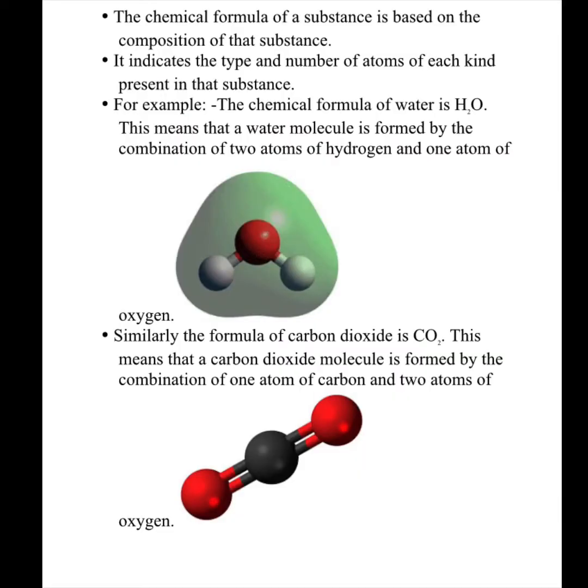The chemical formula of a substance is based on the composition of that substance. It indicates the type and number of atoms of each kind present in that substance. For example, the chemical formula of water is H2O. This means that a water molecule is formed by the combination of two atoms of hydrogen and one atom of oxygen. Similarly, the formula of carbon dioxide is CO2. This means that a carbon dioxide molecule is formed by the combination of one atom of carbon and two atoms of oxygen. Water and carbon dioxide, they both are compounds because they are made up of different kinds of atoms.